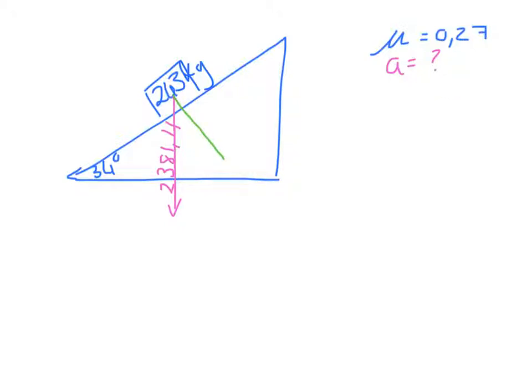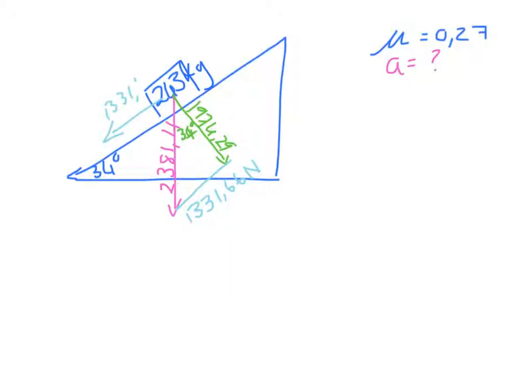I then break that up into its components. I have a component perpendicular to the plane, where the 34 degrees goes, and a component that is parallel to the plane, and I can work those both out. The opposite side I work out using sine. I go sine 34 times 2381,4, and I get 1331,66 newtons. On the other side, cos of 34 degrees times 2381,4 gives me 1974,29.